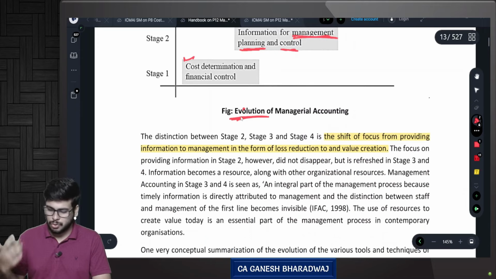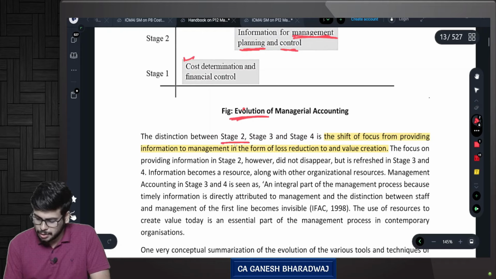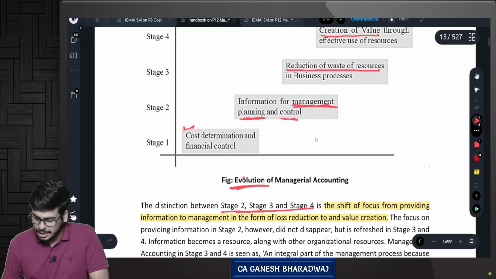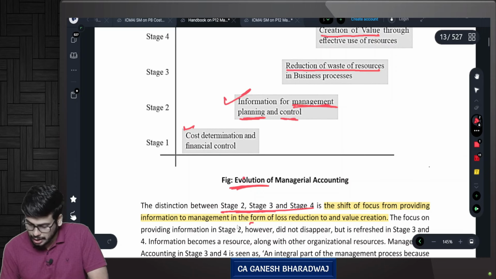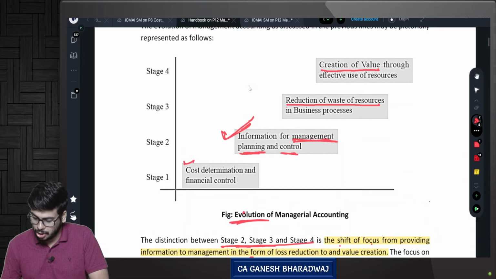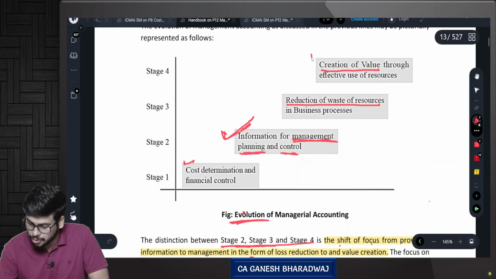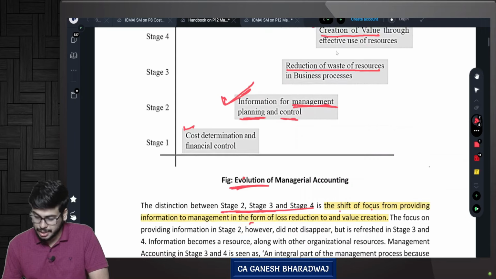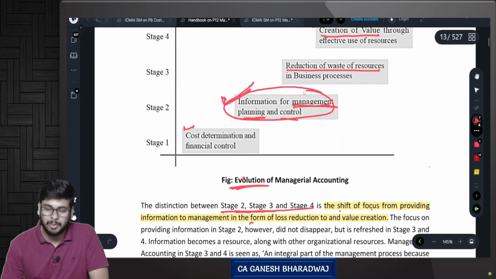You will see some MCQ questions here. The distinction between stages 2, 3 and 4 is the shift of focus from providing information to the management, to the form of loss reduction. Look at this, the shift of focus from providing information to the management. This is how they started. Now the focus is on loss reduction and value creation. Look at this, loss reduction and value creation. So the shift earlier was what? Providing information.